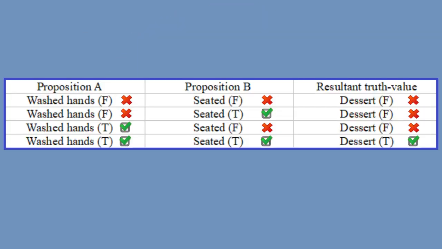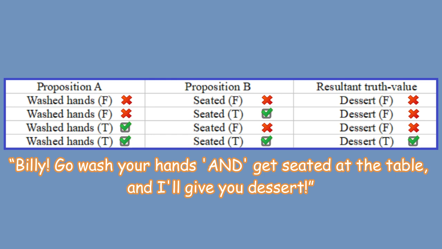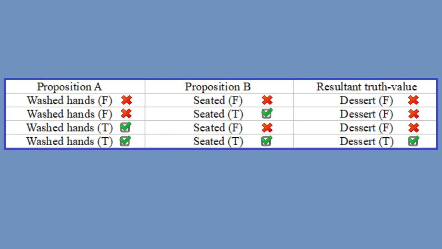On with the lesson. I have recorded the various fundamental building blocks, which we will term here as propositions, and placed these possible propositions onto a table so as to demonstrate the necessity of keeping track of the various combinations and the resultant outcome. In our example, little Billy's mom has asked Billy, "Billy, go wash your hands and get seated at the table. And I'll give you dessert."